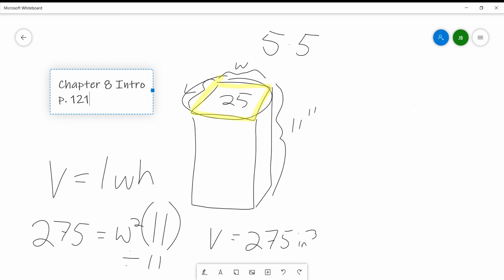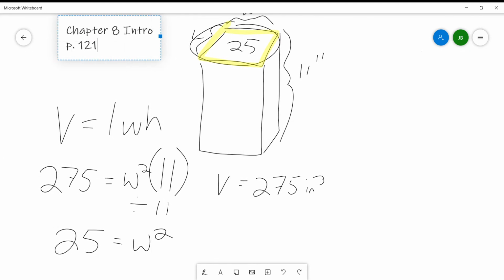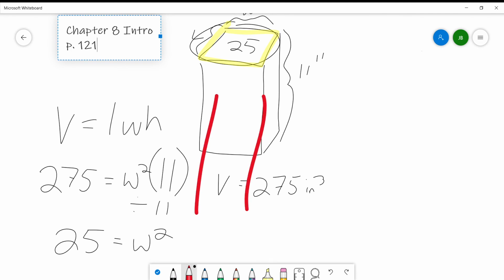They kind of got a little nuts with the number sense on that one, in my opinion, for an intro problem. That's okay. Moving on. They want to do a quick check. We're going to pause and do quick check numbers 1 and 2 on page 121.